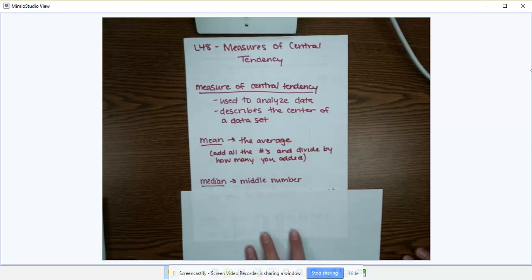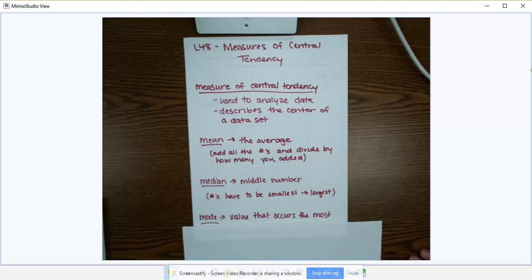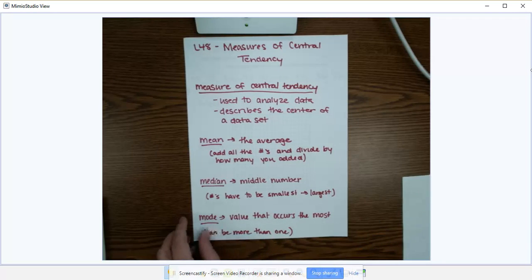The median is the middle number, but we have to make sure that they are ordered smallest to largest in order to find that middle number. And then the mode is the number or numbers that occur most often, so you could have more than one mode.